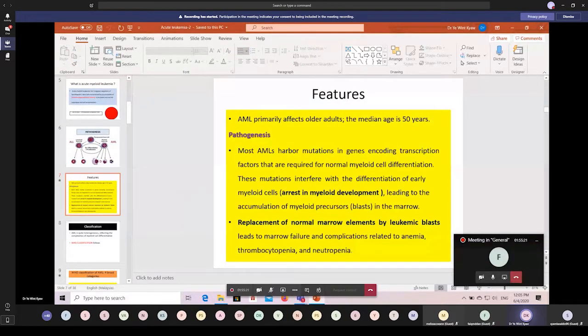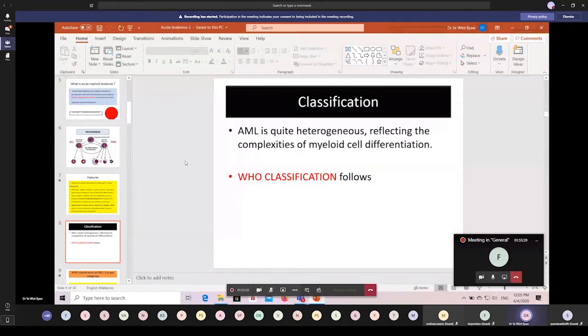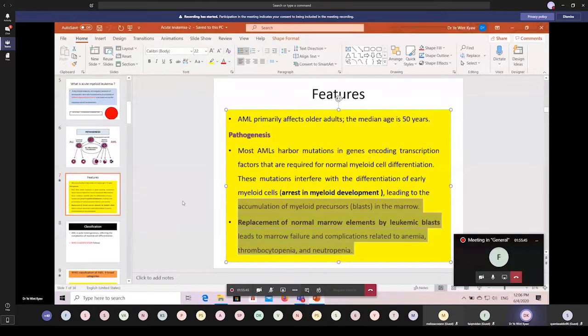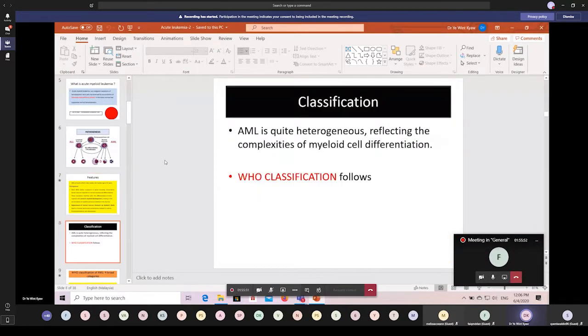So the general pathogenesis is quite similar. The gene and the age are different here, more elderly, around 50 years old. This can affect older adults and the gene is different. It is quite similar to ALL: anemia, thrombocytopenia, blast formation. But these blasts are myeloblasts, not lymphoblasts.